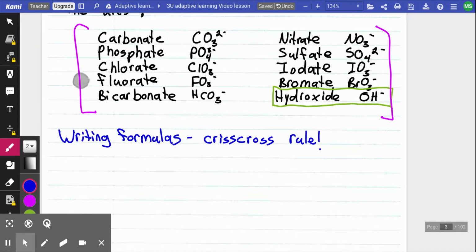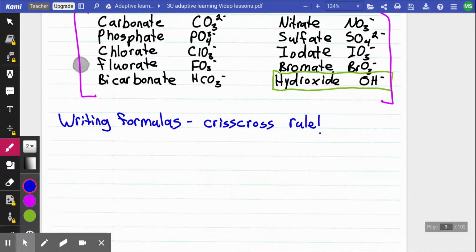So we're going to take a look at how to use the crisscross rule to write the formula if you have the name of a polyatomic compound. Remembering that the crisscross rule is just a shortcut to figure out the number of each ion that is needed to result in the overall charge of 0, a neutral charge for the compound. So the first one we're going to look at is calcium phosphate.